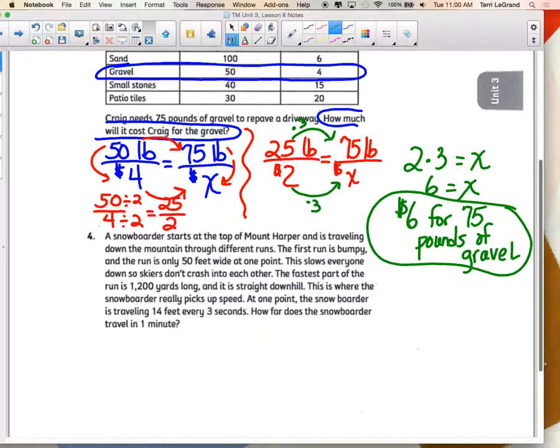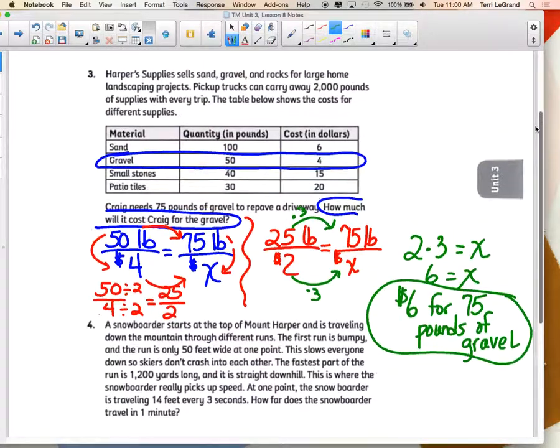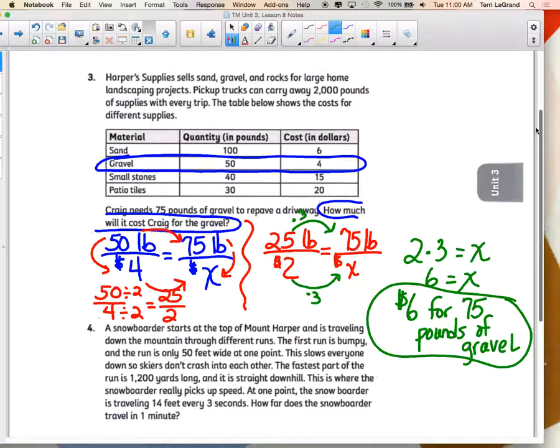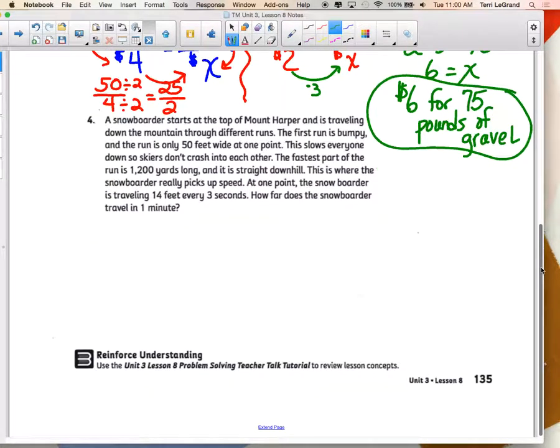And notice, did we use the 2,000 pounds? Did that matter? No, it didn't happen to matter in this case, okay? So again, there's lots of information we gotta dissect through and determine if we even need it. Okay, let's do this one quickly and then we'll be done.